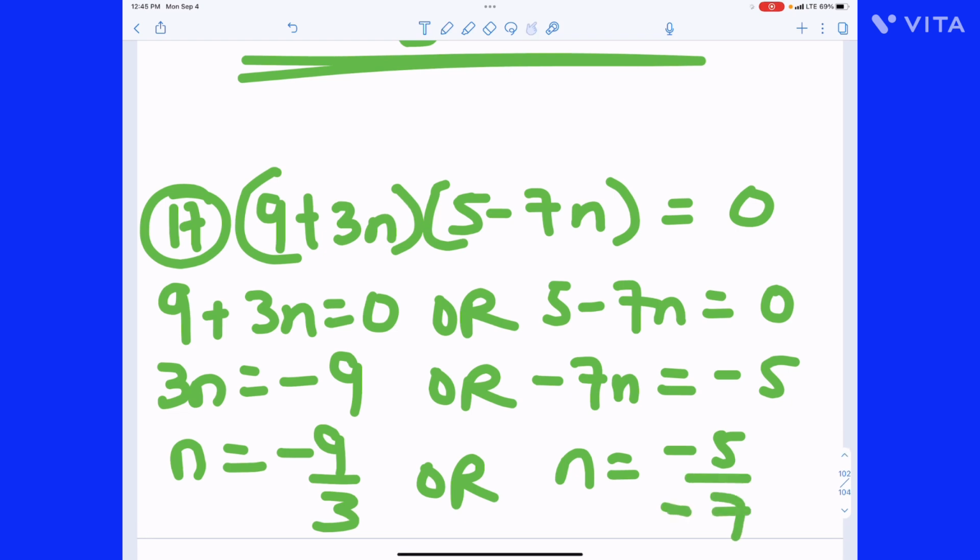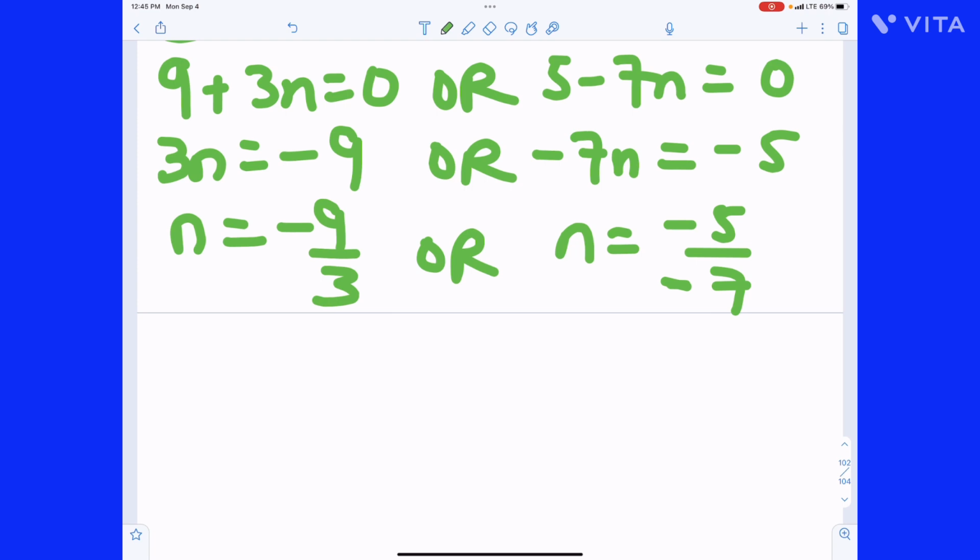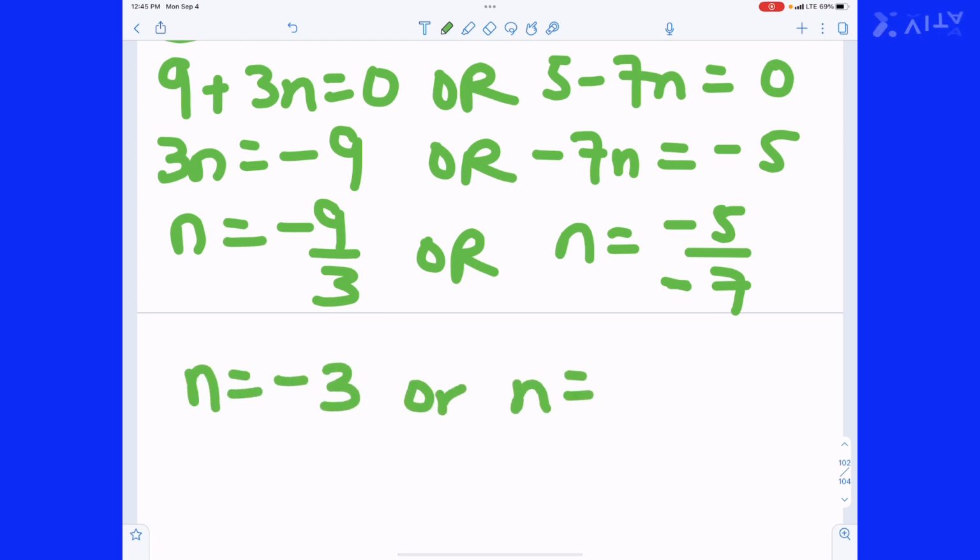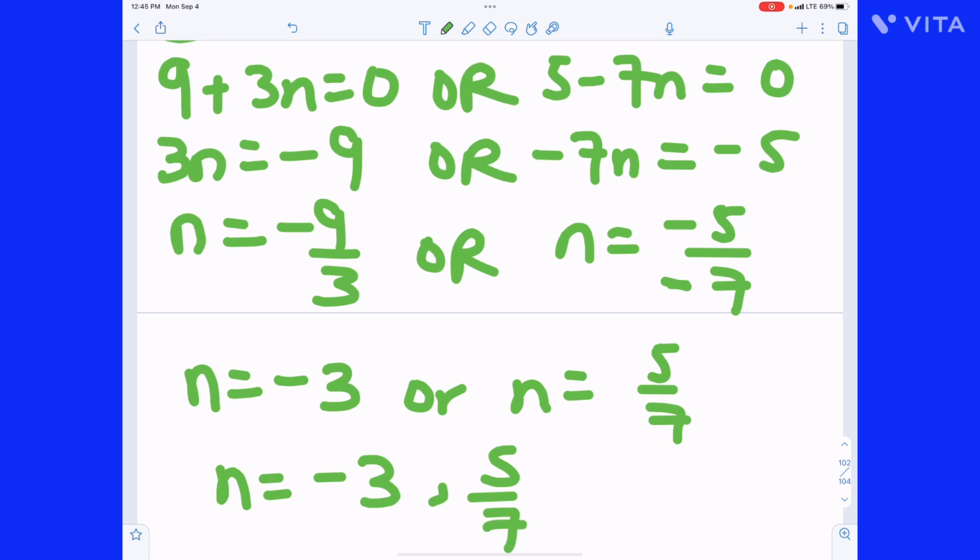I hope you got that. Yes. What am I supposed to do now? N is minus 3, N is 5 over 7. Minus divides minus. So N is minus 3 or 5 over 7.